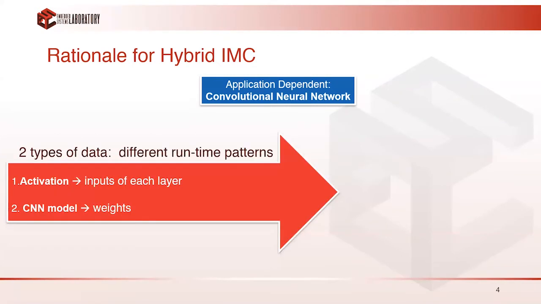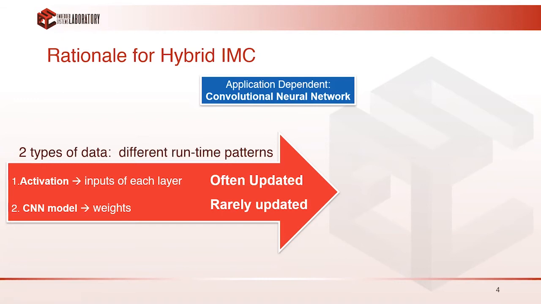A CNN has basically 2 types of data: activations, so the inputs of each layer, and the CNN model that has millions of weights. In each inference, the activations are different. On the other hand, the weights rarely change, only when the CNN is retrained. These data have different runtime patterns.